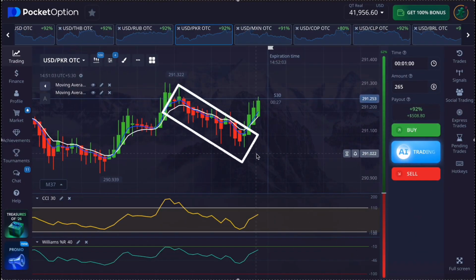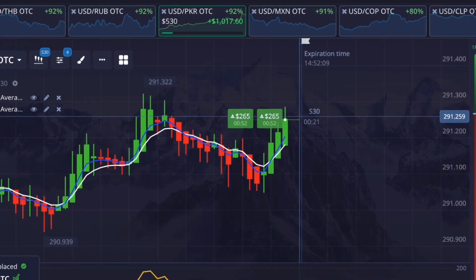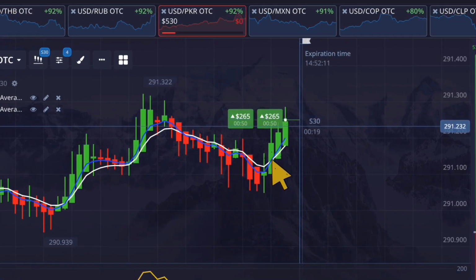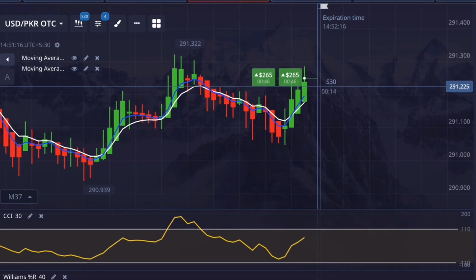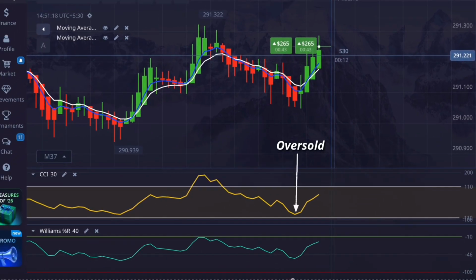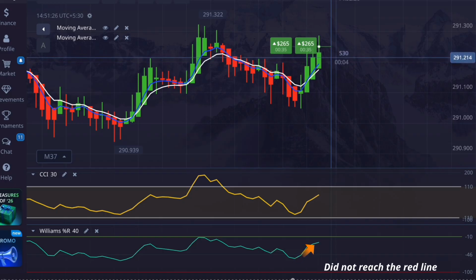So after drifting in the downtrend for some time, now a strong upward movement is visible in the chart. And here the blue and white lines have crossed each other in the upward direction, and have given the signal of uptrend. And here the yellow line of CCI indicator is almost oversold and is now indicating an uptrend market. But Williams line has not even reached the oversold line and is moving upwards.